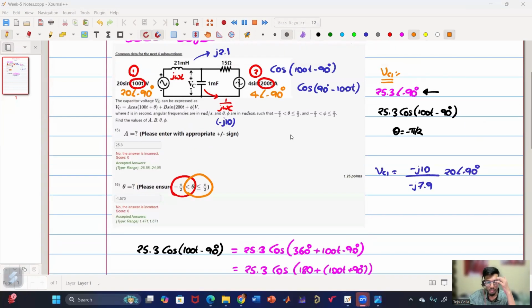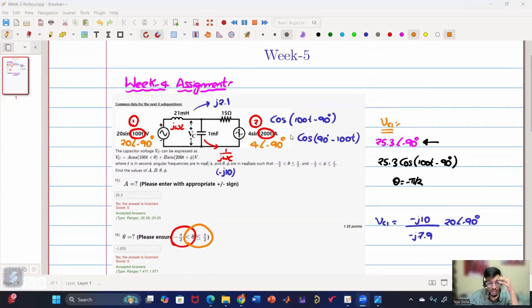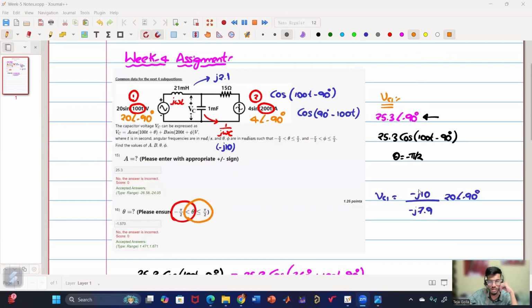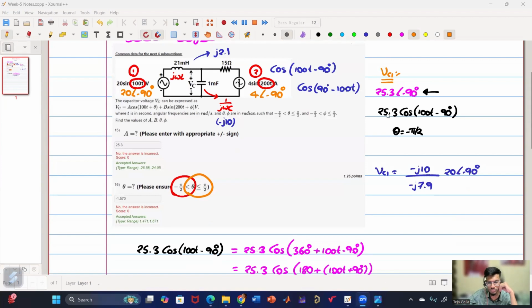Please repeat. So, Parvatam, what he was asking is, he was solving this using the superposition theorem. In the superposition theorem he first used this, so we have converted it into phasor using the convention that we have discussed last week, and then the current part he did not ask, so we were only bothered about the voltage source. When the voltage source is connected, the impedance is minus J10 and this is J2.1. Using the potential divider formula, we got that VC1 is 25.3 cos 100t minus 90 degrees. According to this, he has substituted A to be 25.3 and theta to be minus 90 degrees, which is minus pi by 2.